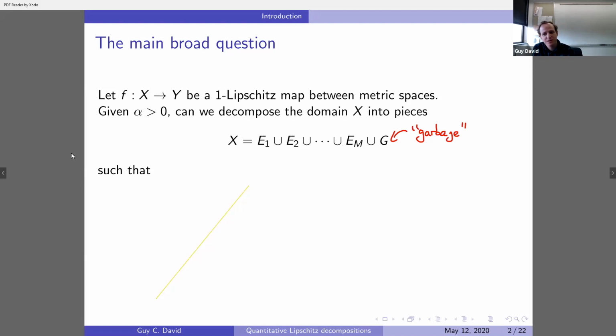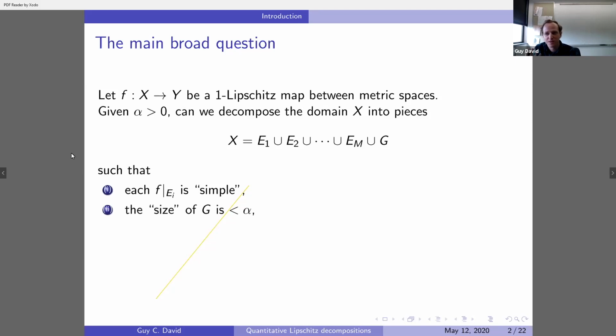And you want this decomposition to have certain properties. Okay, so I'm going to be very vague at the beginning, and we'll try to make these more precise. So the first property is that you would like the restriction of the mapping to each of these finitely many pieces to be simple, so simpler than a generic one Lipschitz mapping. What exactly simple means, we're going to discuss. You would like the size of this garbage set to be controlled by this parameter alpha, so as small as you want. Okay, so that's a decomposition.